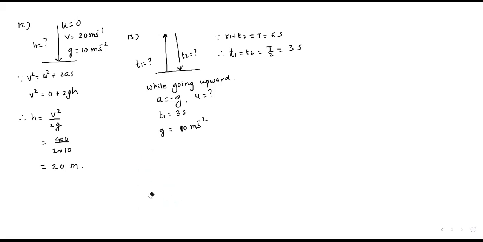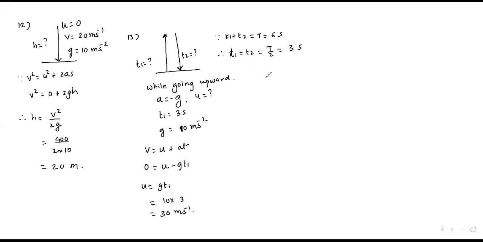So from this we can use v is equal to u plus at. This is 0 is equal to u minus g t1. u is equal to g into t1. g का value is how much? It is 10. t1 is 3. 30 meter per second. This is the one. Now, what they want from this? What is the maximum height?